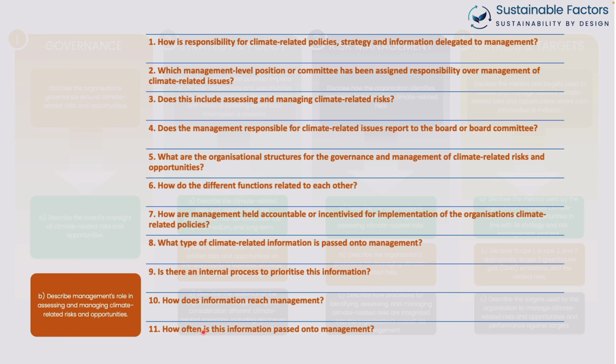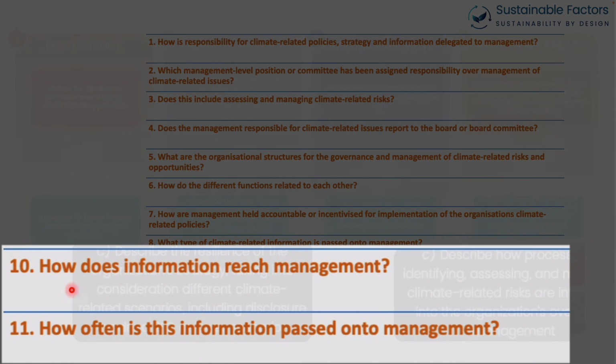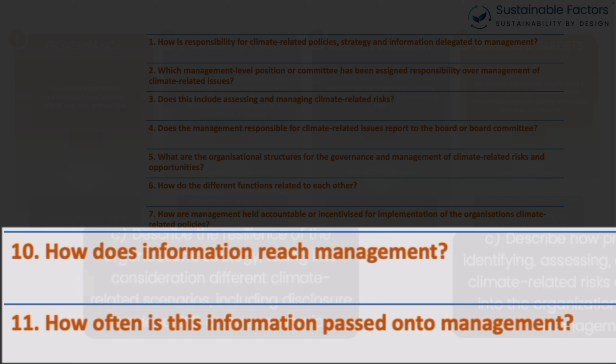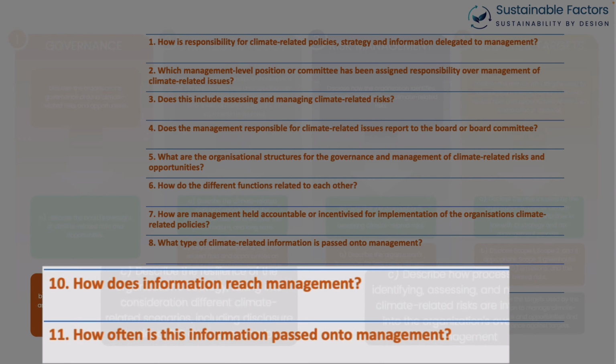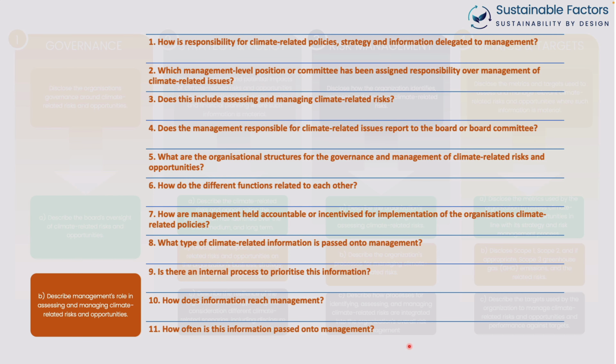question 10 and 11 here, which say, how does information reach the management, and how often is this information passed on to management? So basically, they're asking you about the current processes and capabilities and frequency of execution. But now we see, again, practical issues begin to emerge, or should I say practical issues in how to apply the questions and answers, how to make them useful.